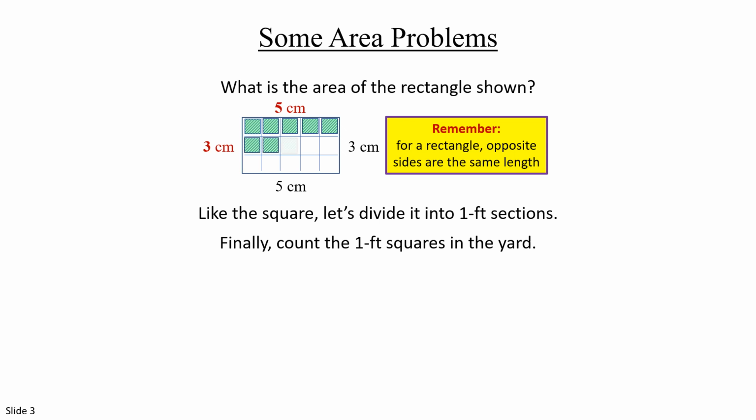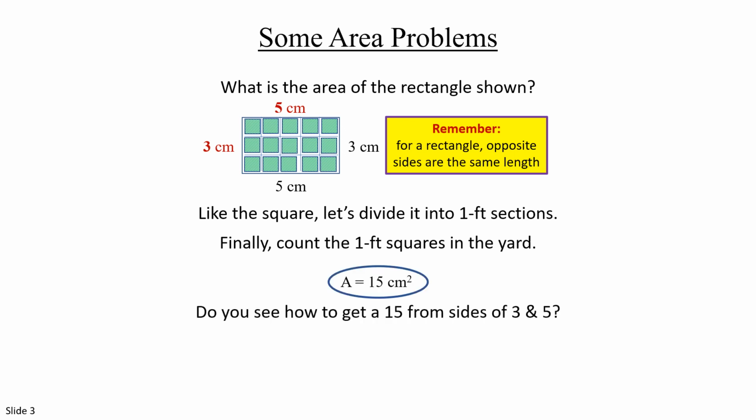5, 6, 7, 8, 9, 10, 11, 12, 13, 14, 15. So it's 15 centimeters squared. Do you see how we get 15 from sides of 3 and 5? Correct. Length times width. 5 times 3.